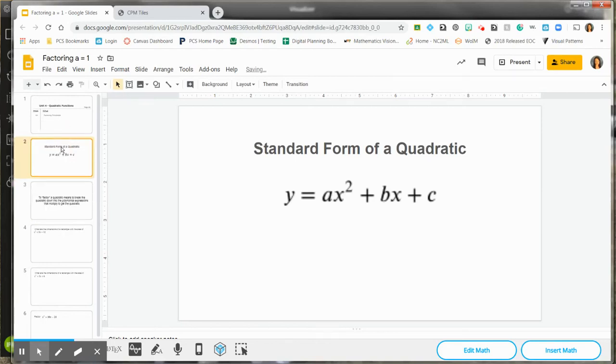As you can see in your note page that I provided to you, first thing we need to know is what standard form is, and it's y equals ax squared plus bx plus c, where a, b, and c are just real numbers. It could be a decimal, it could be a whole number. For this part of Unit 4, a, b, and c will be whole numbers. They could be positive or negative, but for this part of our unit where we are not using a calculator, they would be whole numbers.